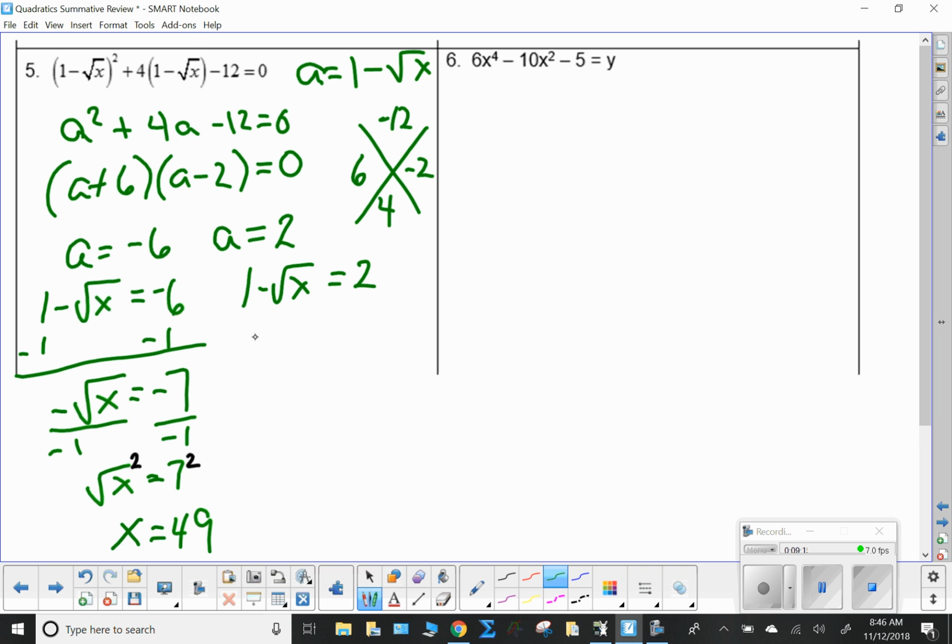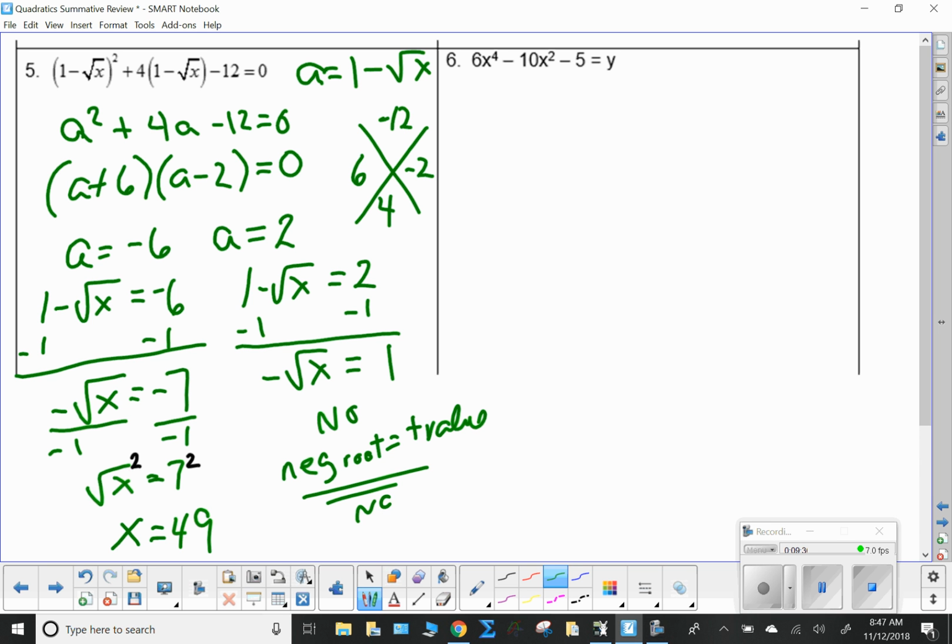Over here, I subtract 1 from both sides. The negative root of x is equal to positive 1. Nope. This is a negative root equals a positive value. Not true. So therefore, I only have one solution.